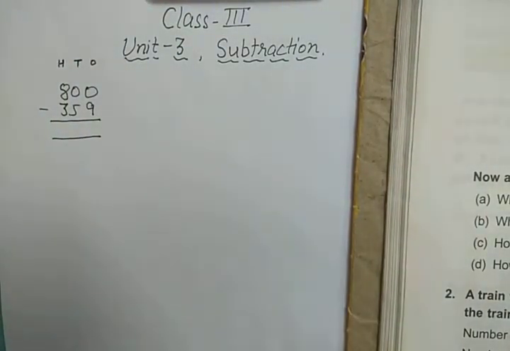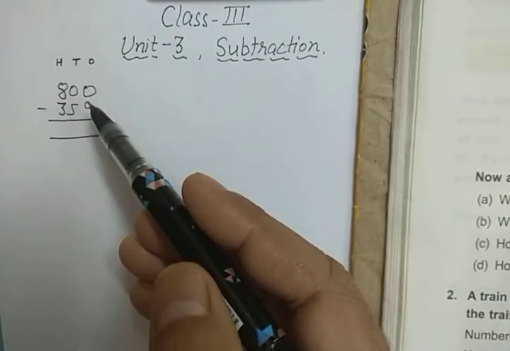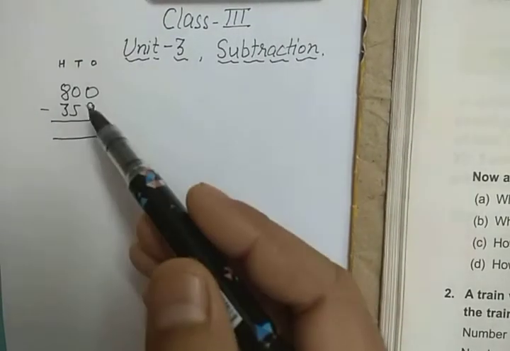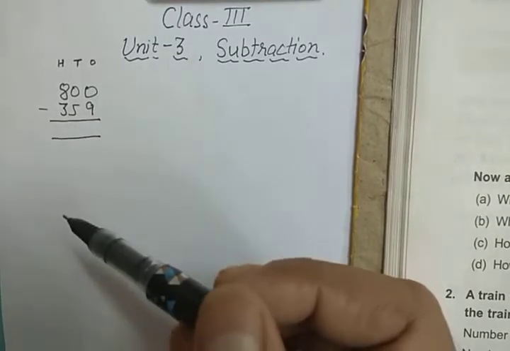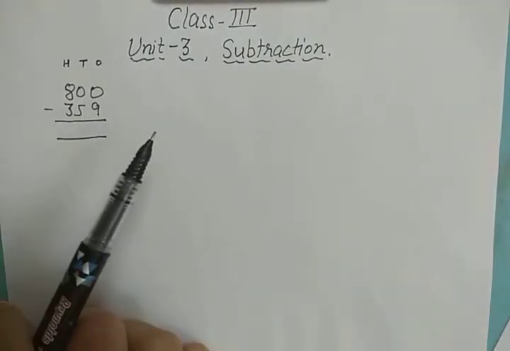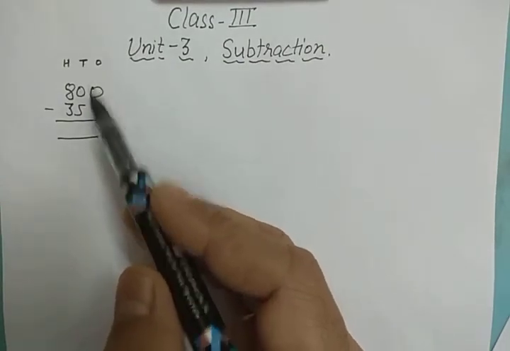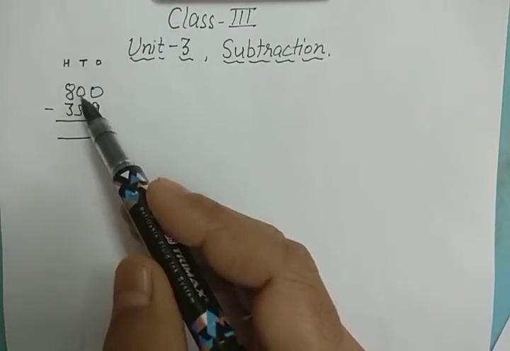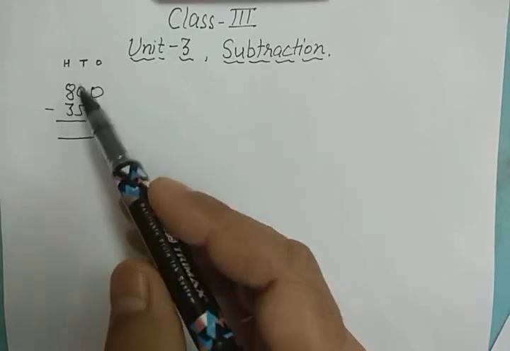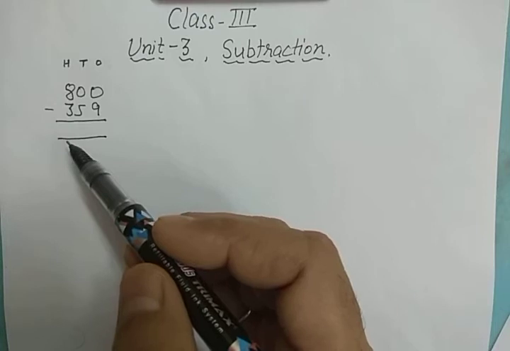You all know we start subtracting from ones place, and all the upper digits should be greater. If they are not, then we have to make them greater by taking the borrow. So here 0 is smaller than 9. So we have to make this 0 greater. Then this 0 is again smaller than 5. We have to again borrow. Take the borrow, and here 8 is greater. So let us start subtracting these two numbers.